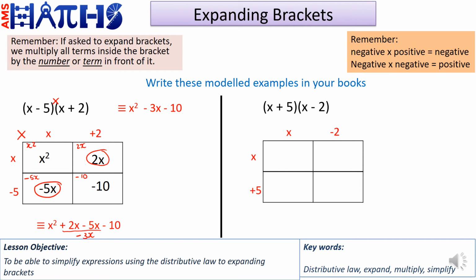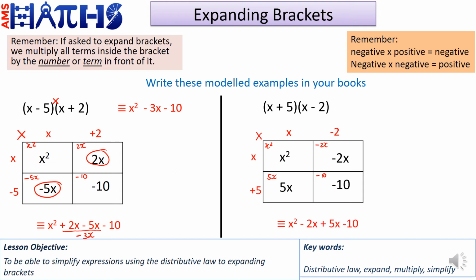So we'll multiply. x times x gives us x squared. x times minus 2 will give us minus 2x. 5 times x will give us 5x. And 5 times minus 2 gives us a minus 10. So we'll get an x squared, a minus 2x, a positive 5x, and a minus 10 written on the bottom.